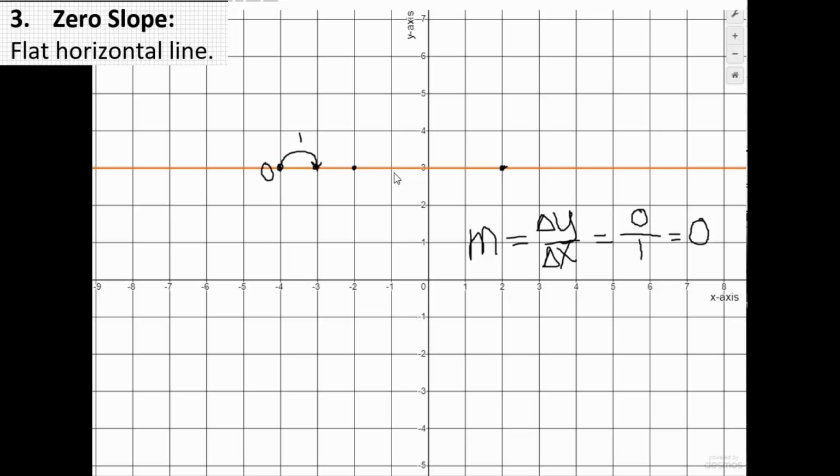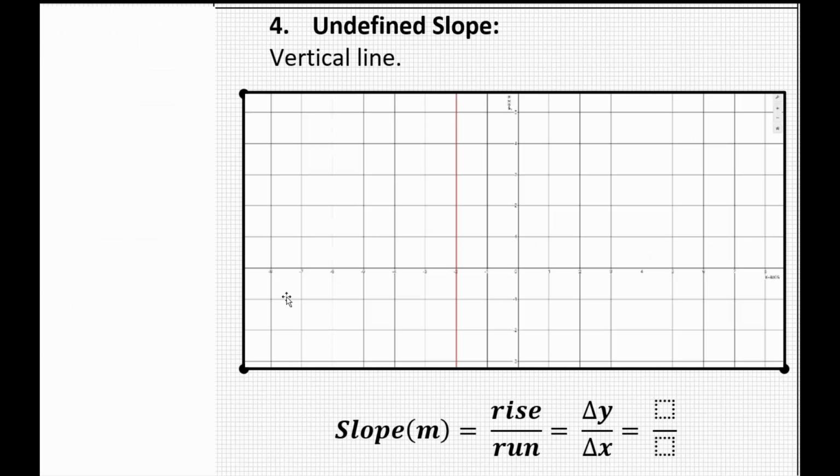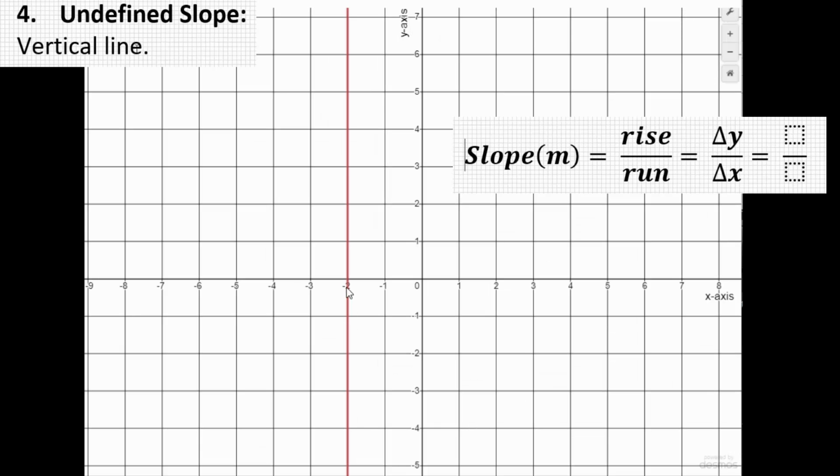Alright, let's take a look at our last example. For our fourth and final example, we're going to talk about undefined slopes. An undefined slope is any vertical line. Here, going right through the x-axis where x is negative 2, it's just going all the way up and all the way down. So on your fourth blank graph, please draw in this line.